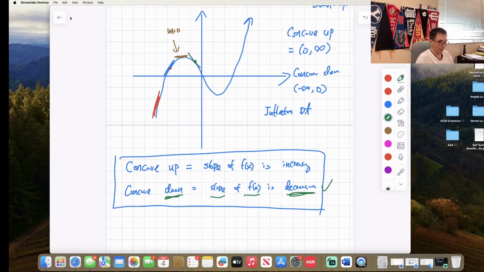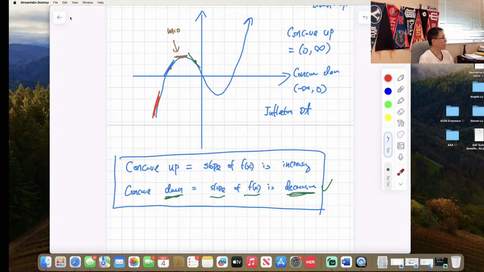Now let's check concave up. Concave up is obviously this reason right here, right? Pay attention to the slope. The slope is really negative right now, right? It's going to become what? 0. Is it becoming positive? Is it increasing or decreasing? It went from negative to 0. Is that increasing or decreasing? Increasing and becomes positive. That's increasing. So that's why the slope is increasing.